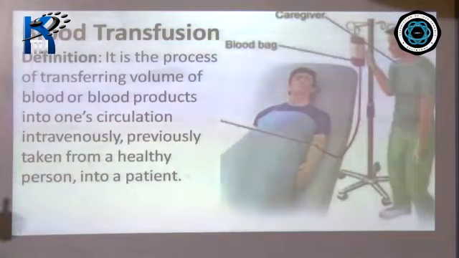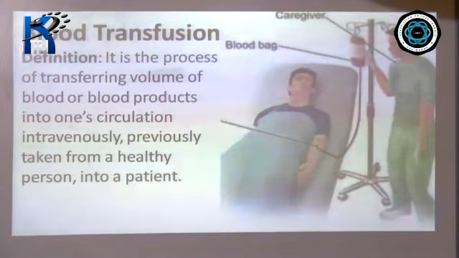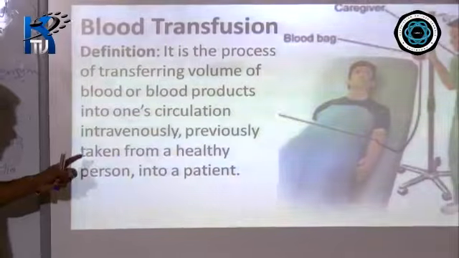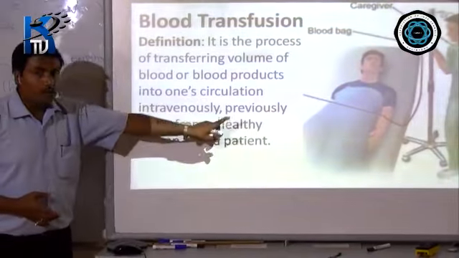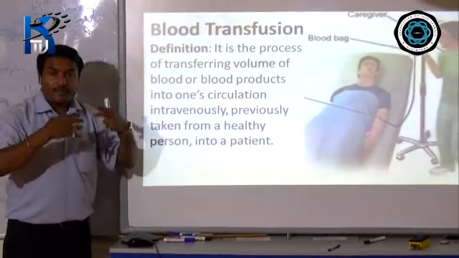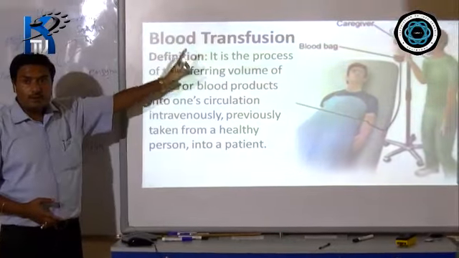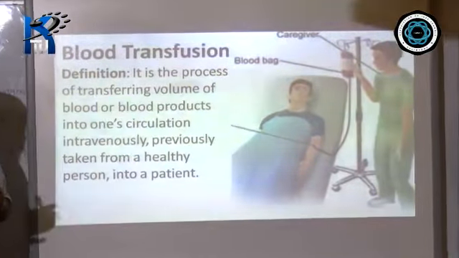Previously taken from a healthy person means a person who is healthy, who has a good quantity of blood in his body. And I told you a normal adult should have around 4.8 to 5 liters of blood. So when a person is donating the blood, the healthy person is called a donor. The person who is in need, you call the patient. When it is administered to that person, you call it what? Blood transfusion.